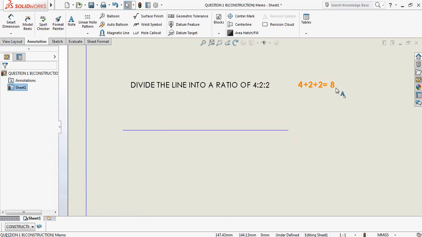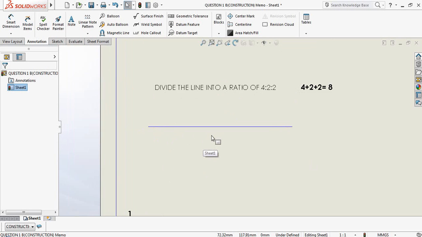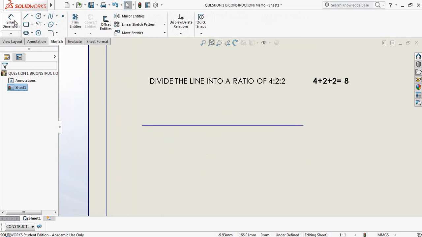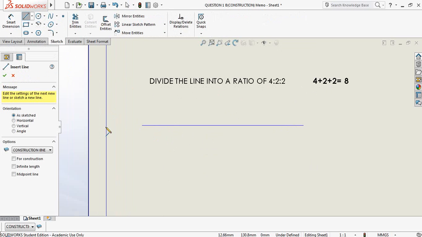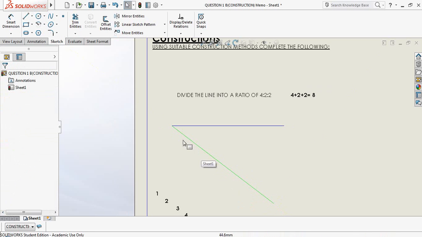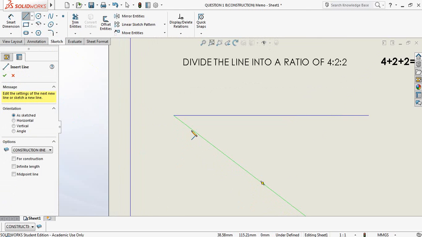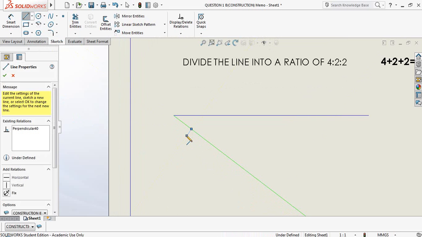That number 8 is going to be key because we're going to have to divide this line into 8 equal parts before we can find the actual ratio. I've obviously preempted this a little bit, so I'm going to go onto my sketch tab, select my line tool, and construct a line at any angle, and from this line I'm going to be drawing nice neat equal intervals. Please note, equal intervals.